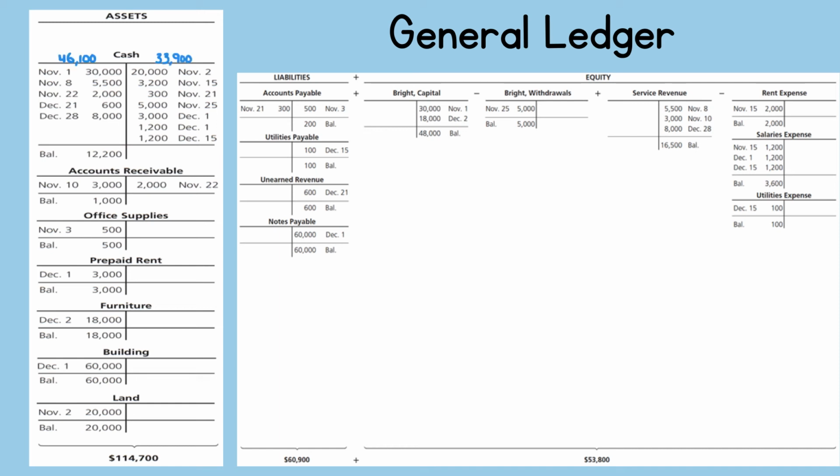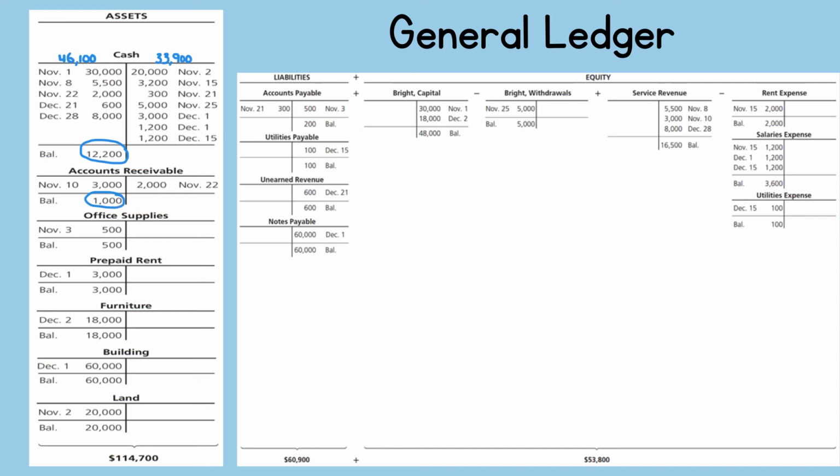Okay, total debit side was 46,100 and total credit side was 33,900. Now to find the difference, I'm going to subtract. So I'm going to get 12,200. So since the debit side is greater than the credit side, you're going to write the balance in the debit side. We're going to do the same thing for each T account. Okay, so for the accounts receivable, 3,000 less 2,000, it's 1,000 debit.